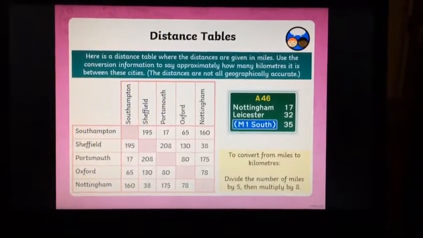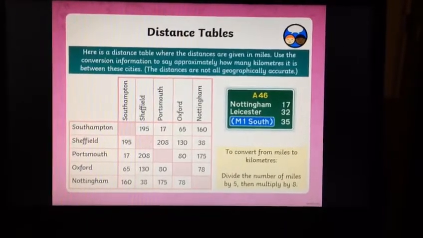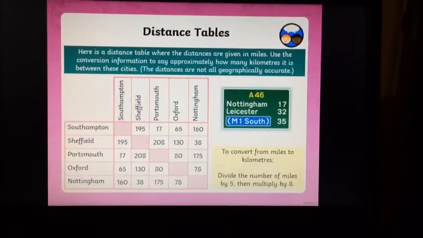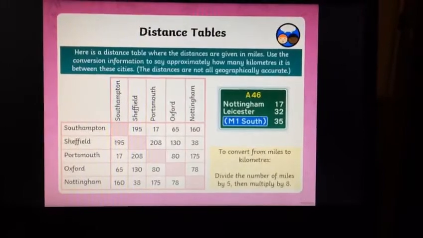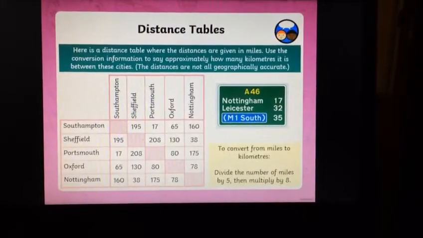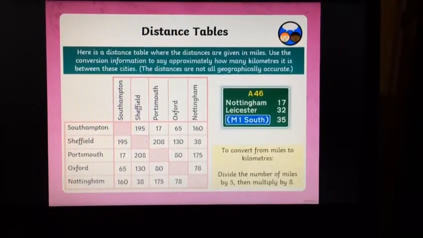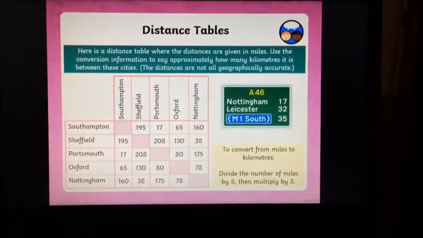Now, remember, when you're dividing by 5, if it ends in anything other than a 5 or a 0, you will need to go to your decimal places. So for example, if you're doing Southampton to Portsmouth, which is 17 miles, when you're doing your bus stop, you would need to do 17.0 divided by 5. Don't forget that important rule.